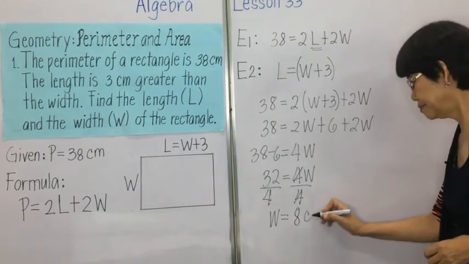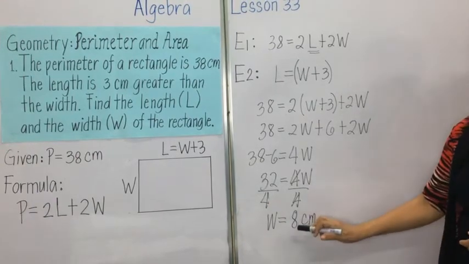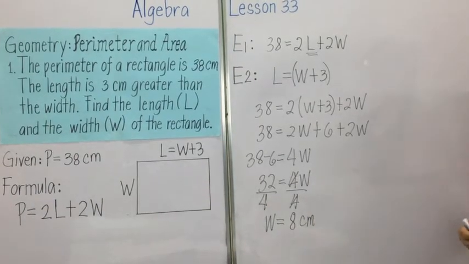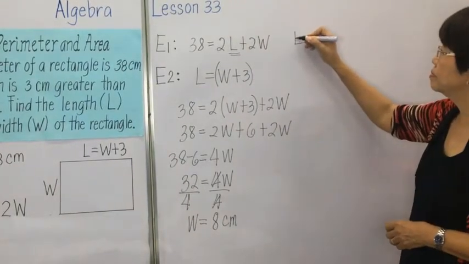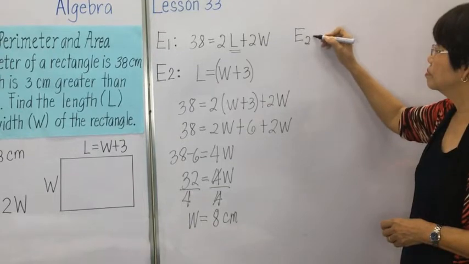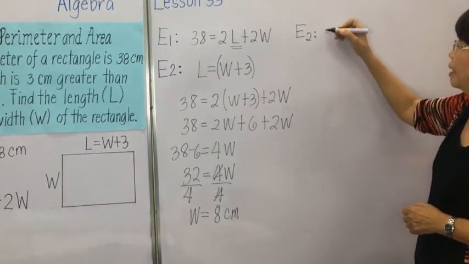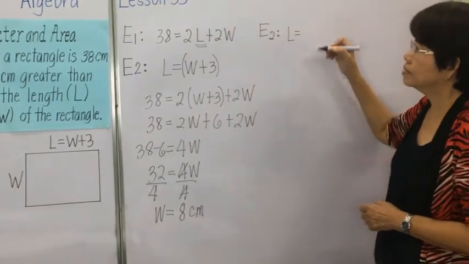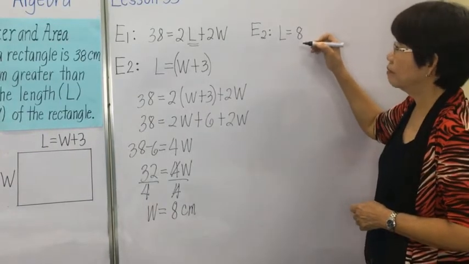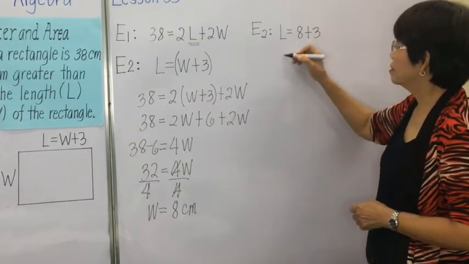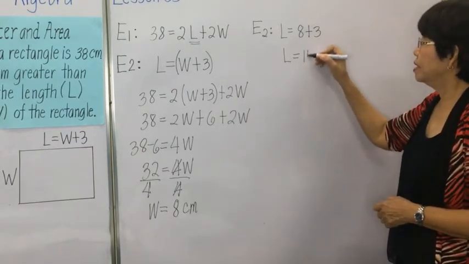That is 8 centimeters. Then we will substitute this value to equation 2. So we have L equals W, which is 8, plus 3. So L equals 11 centimeters.